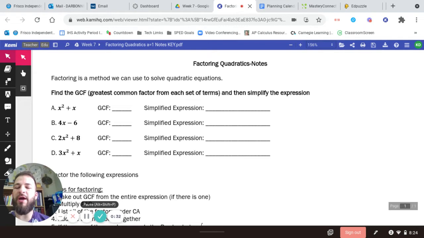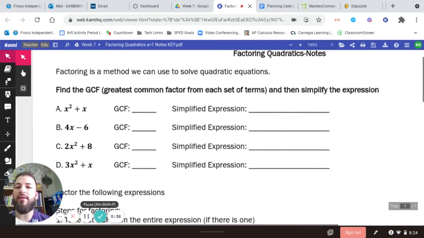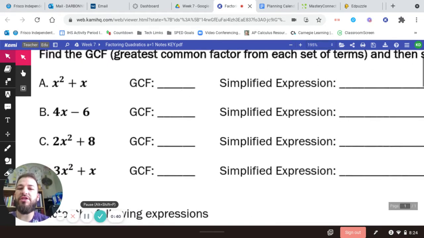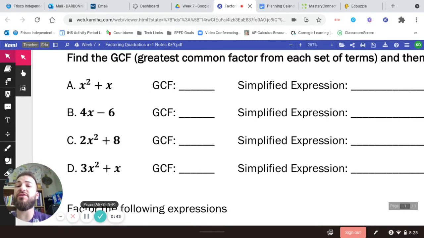So let's first look at what we call the GCF, or the greatest common factor. So common and factor just refers to something that all of the terms, remember a term is like a certain number of x's or a value that is separated by addition or subtraction in an expression or in an equation. So common factor means all of the terms have that piece of that factor in common. Okay, so let's look at A and kind of start talking about this.